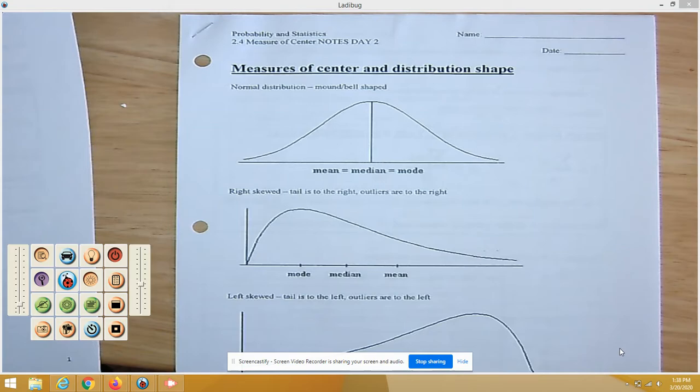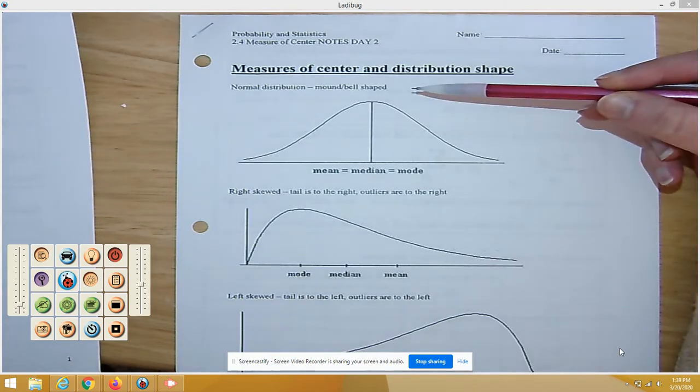All right, so hopefully you have access to a printer. You can print out the measures of center day 2 notes. If not, just follow along on a screen or in a notebook, and write out what you can. There are 3 situations for measures of center that we're going to look at. The first is the normal distribution.